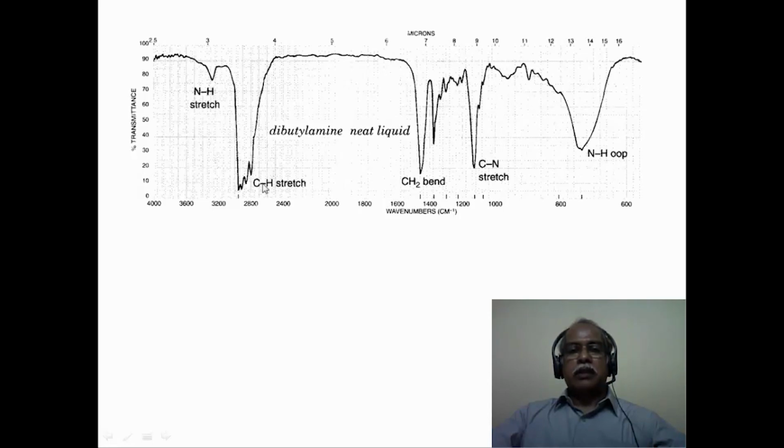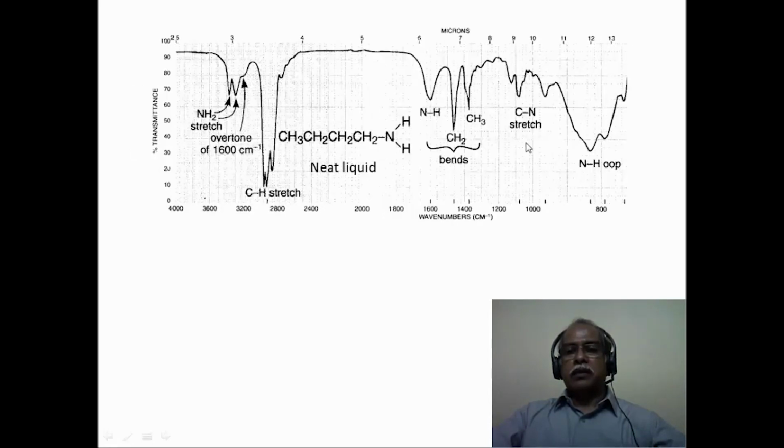This is the CH region and this is the NH region. The CN stretching is appearing as a fairly intense band. You can see the intensity has increased here for the CN. The intensity for the NH has decreased, which is the other way around in the case of the primary amine.